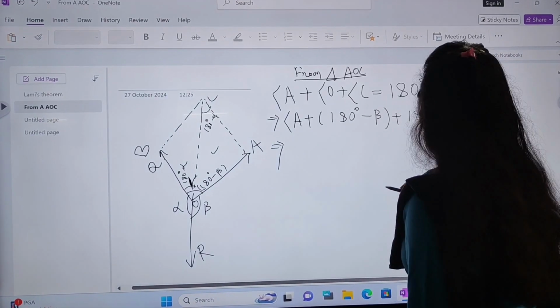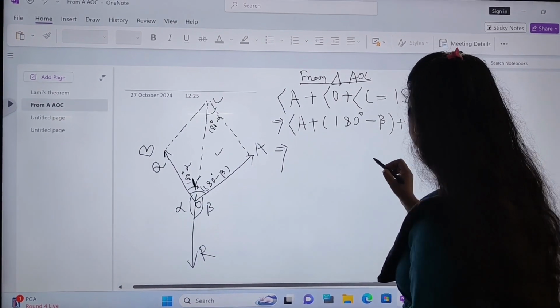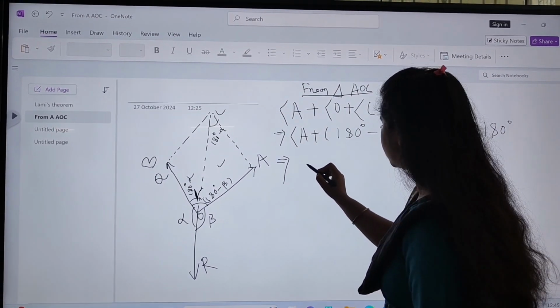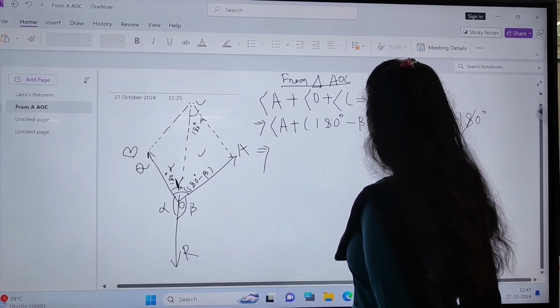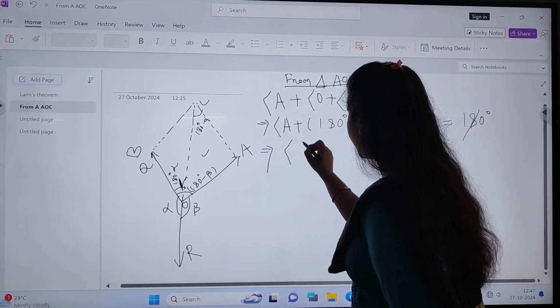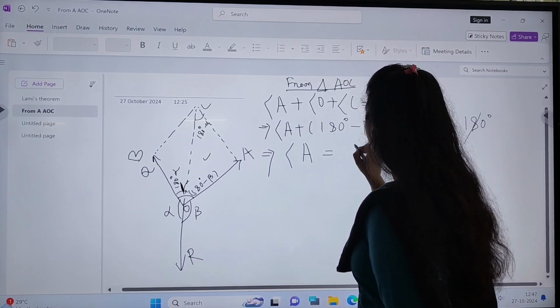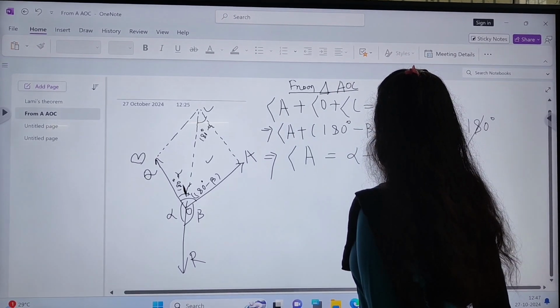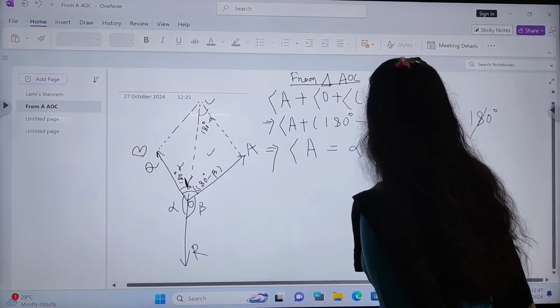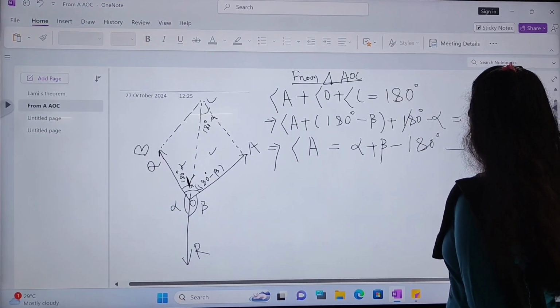Next, here we cancel this one and this one. Corner A equals, we found, alpha plus beta minus 180 degrees. So we put here equation 1.